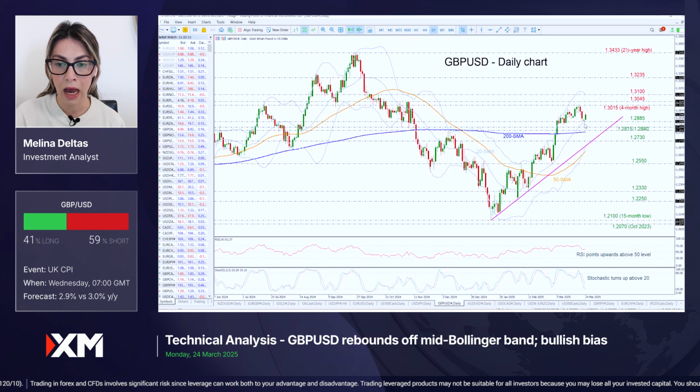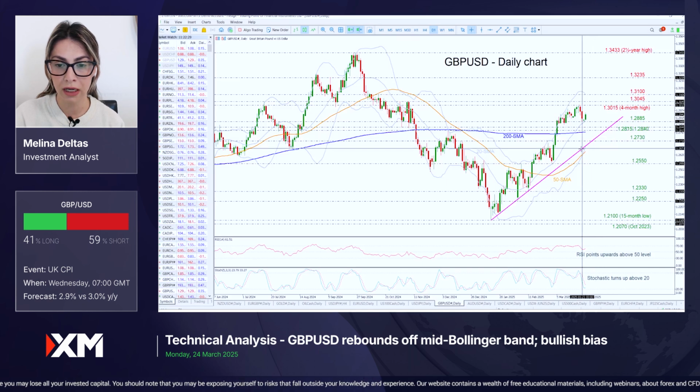A movement above this area will confirm the bullish structure, meeting the 1.3235. However, a slide below the 1.2885, then it may take investors towards the 1.2815 to 1.2840 and the 200-day SMA around the 1.28 round number.